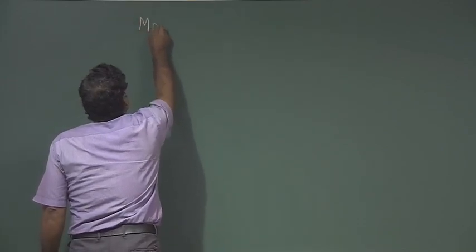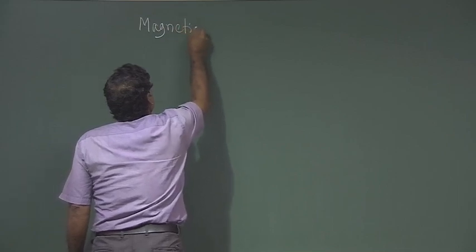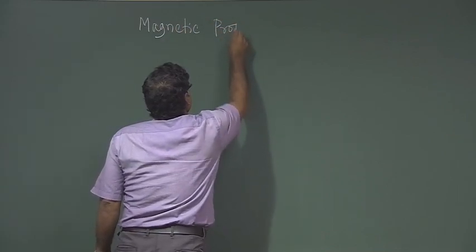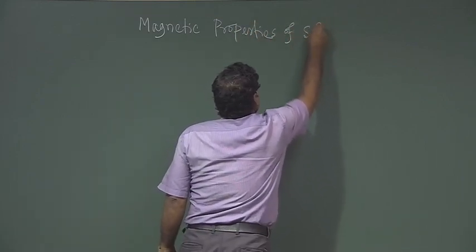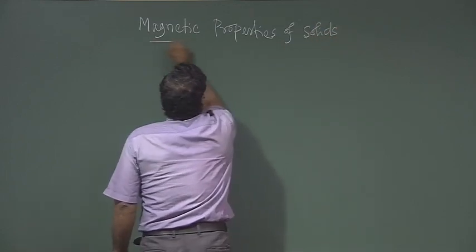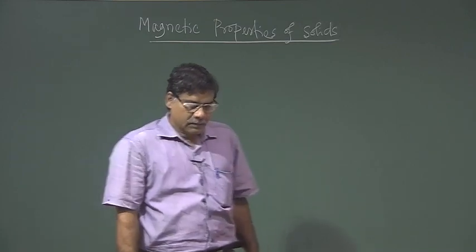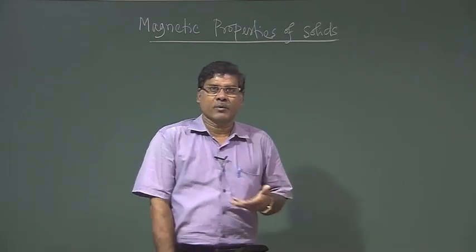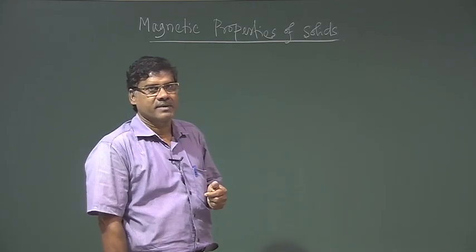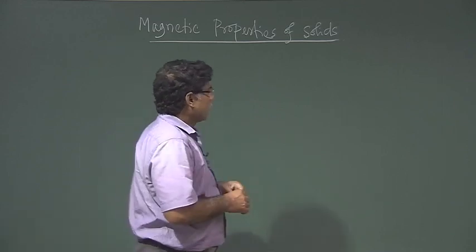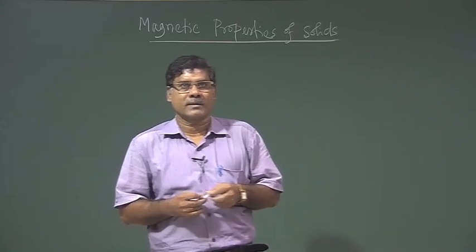So, we will study magnetic properties of solids. Magnetic properties of solid. To study the property of a solid, we need to apply an external parameter and see the response of the material to that parameter.